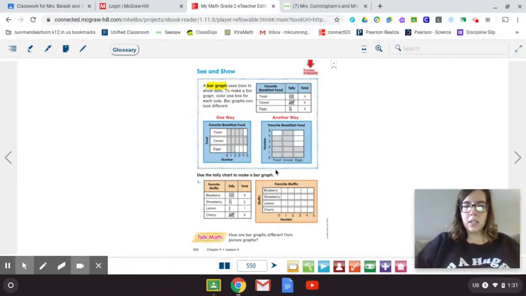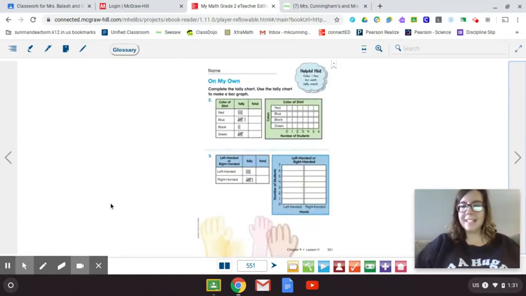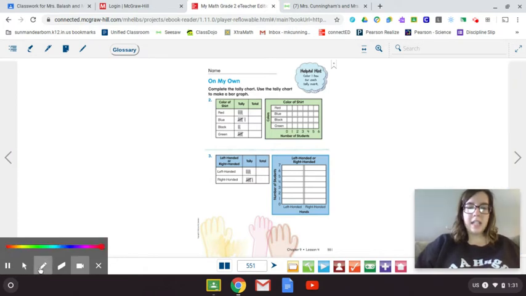All right, so we already did this page. So now we're on page 551. We're doing the exact same thing. It says complete the tally chart. Use tally chart to make a graph. I think the tally chart's already completed. Oh, we need to fill in the totals. Okay. So we need to count the tallies and then fill in the totals.